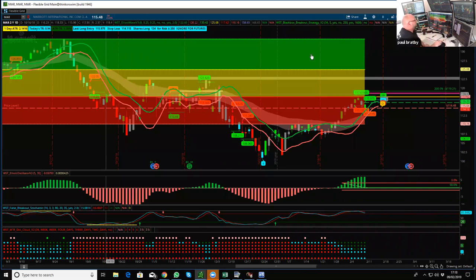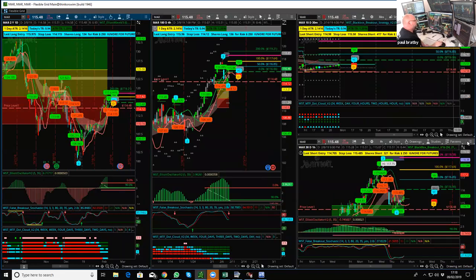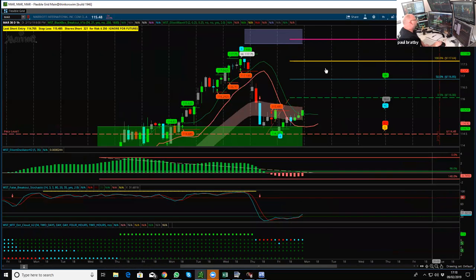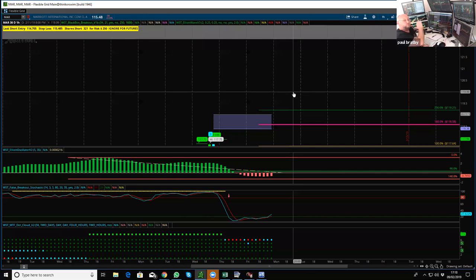That I always do that. So on the daily, I've drawn that in there, but again, when you look at this on the 60 minute, it's way up there, okay? And now, it could go there. This could be a monster trade.